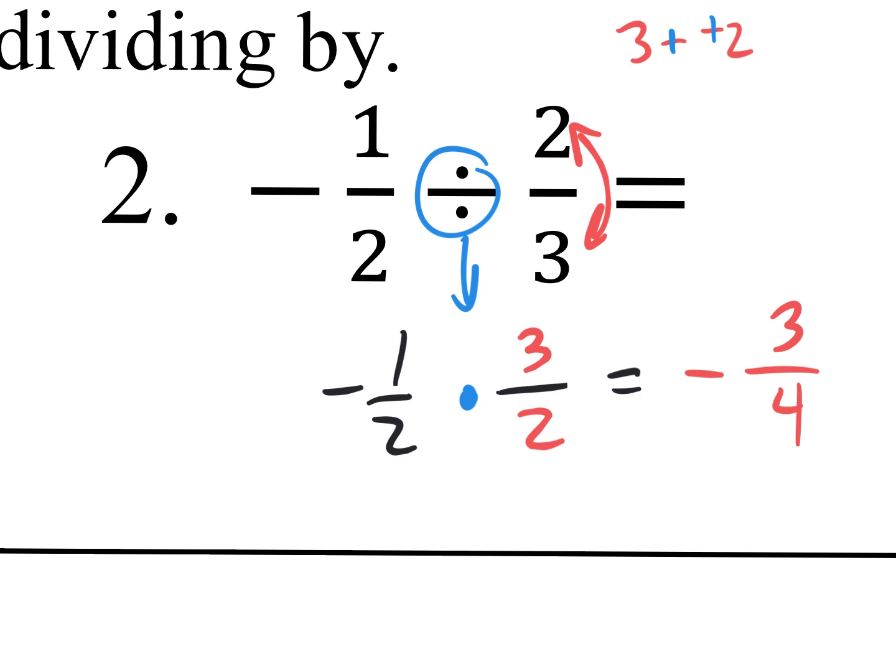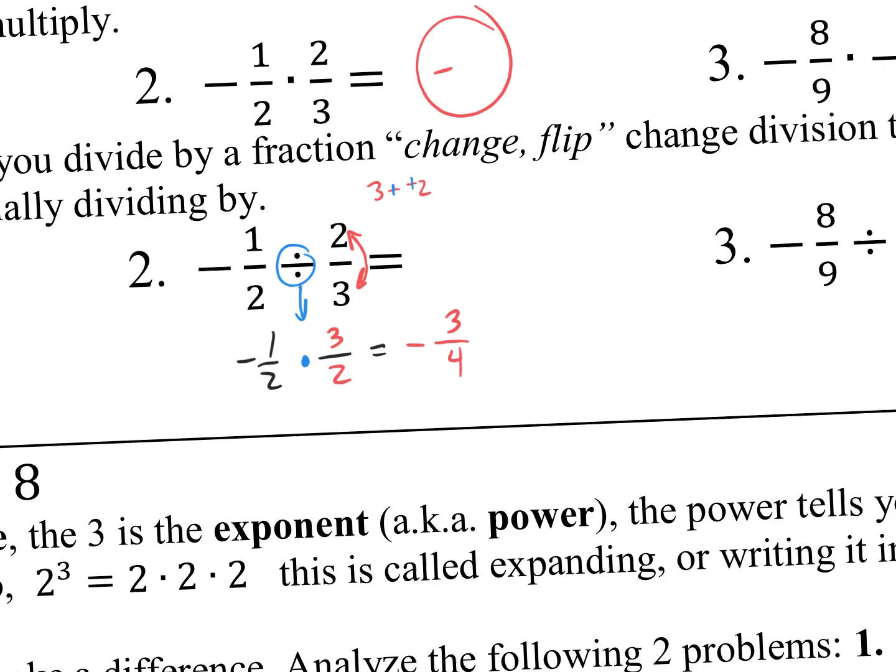Also, whenever you do end up with a negative fraction, you could put the negative sign out here in the front of the fraction, or you could put it even on top, but don't put it on the bottom. It just looks weird, okay? Let's try another.